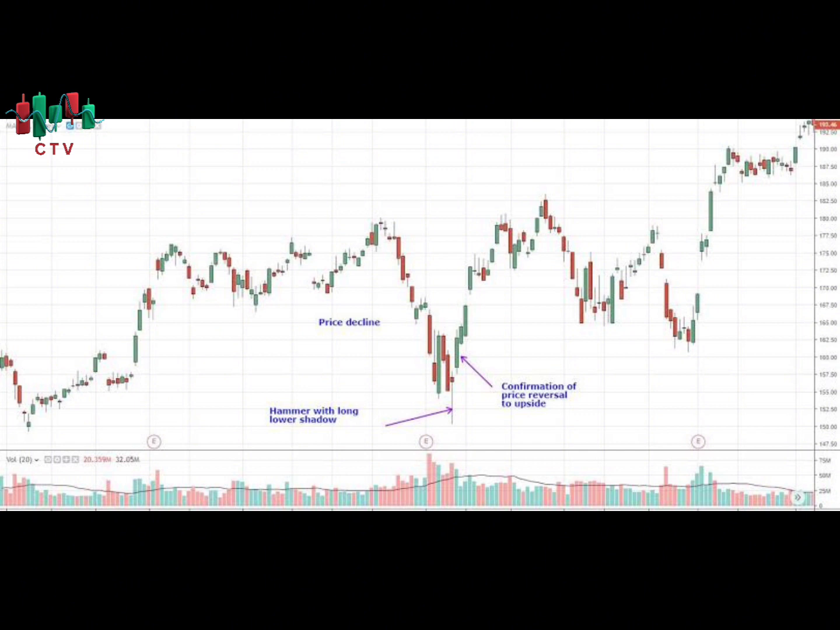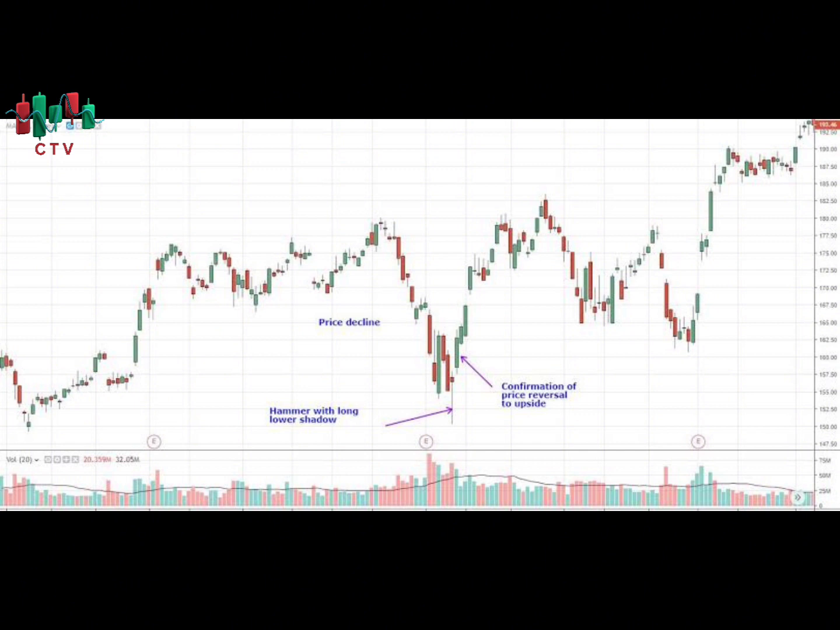Little to no upper shadow. Ideally, a hammer should have little to no upper shadow. If there is a small upper shadow, it can still be considered a hammer, but the absence of an upper shadow is more ideal.